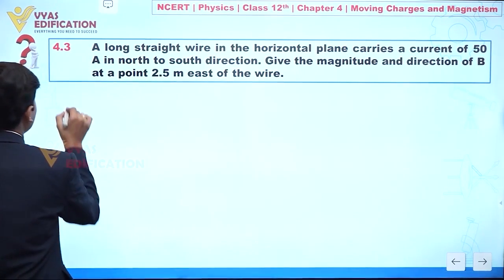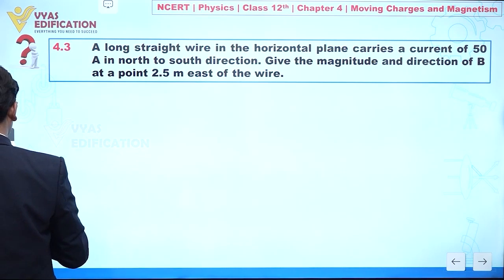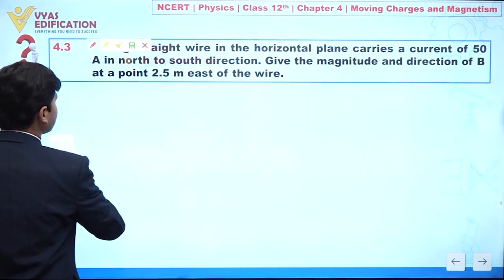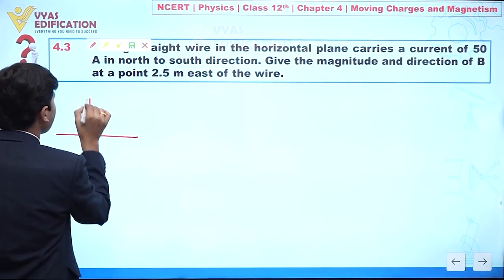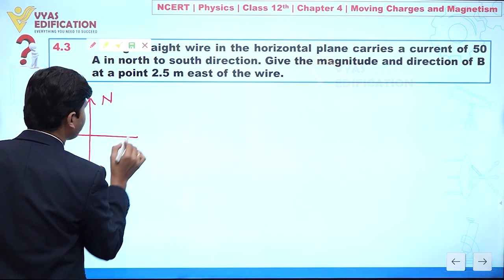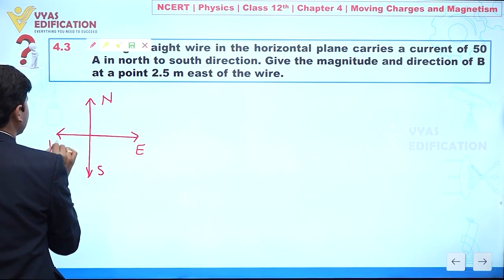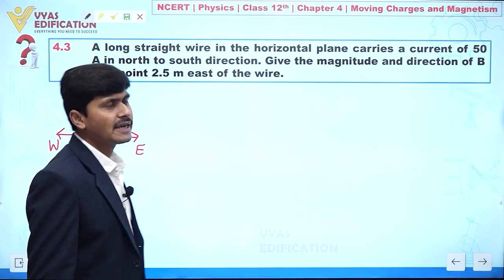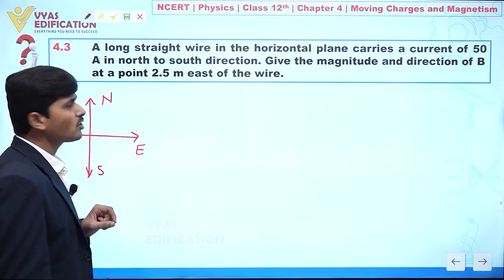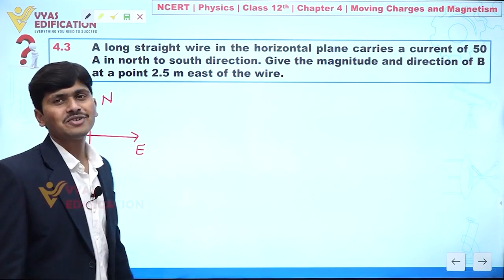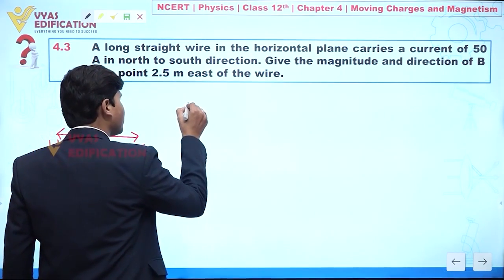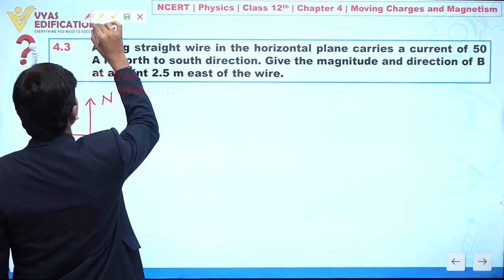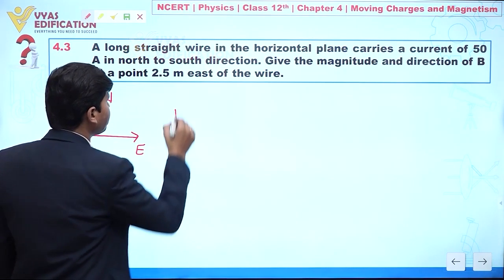So let's suppose I am drawing this: this one is north, this is south, this one is east, and this one is west. So in this question, a long straight wire in a horizontal plane carries a current of 50 ampere in north to south direction. It means, let's suppose, we have a wire like this. We have a wire like this. Let's suppose this is a straight wire.